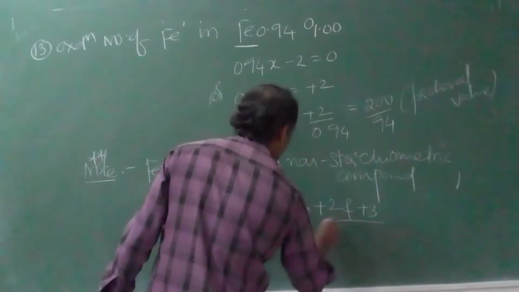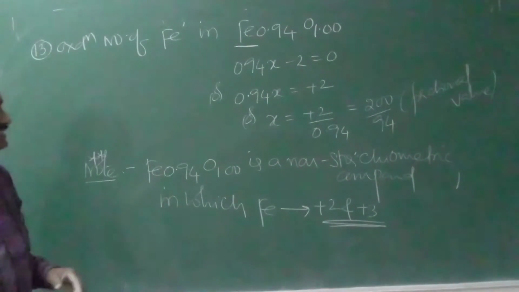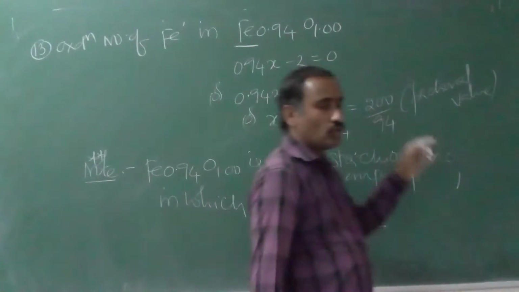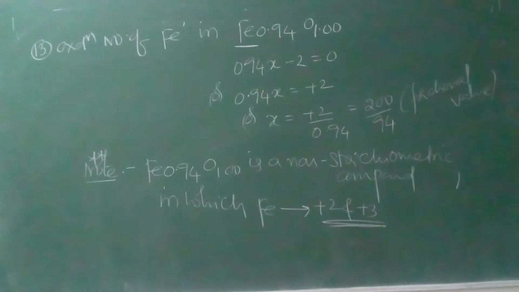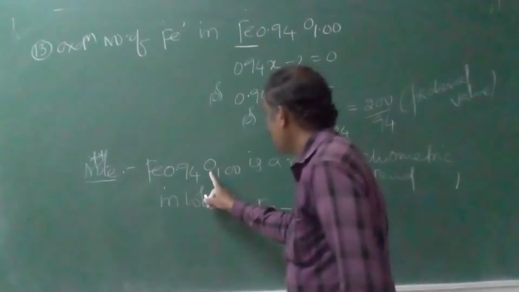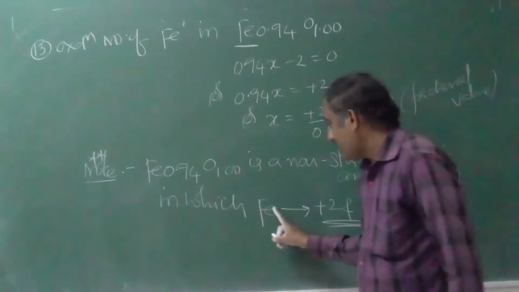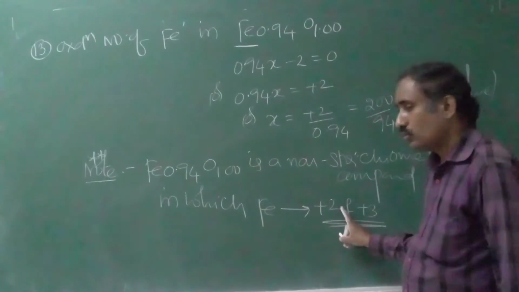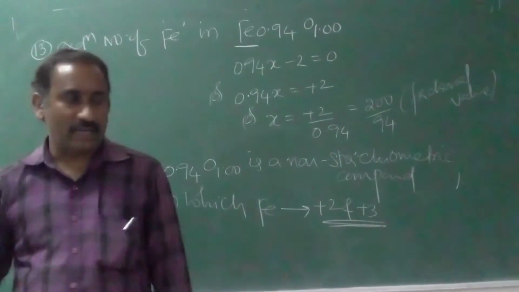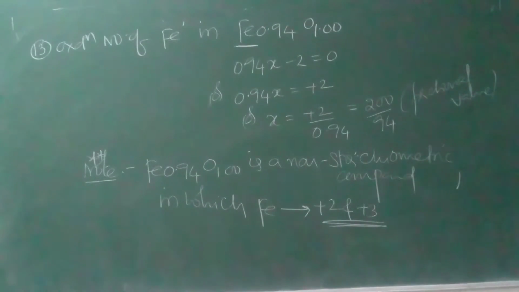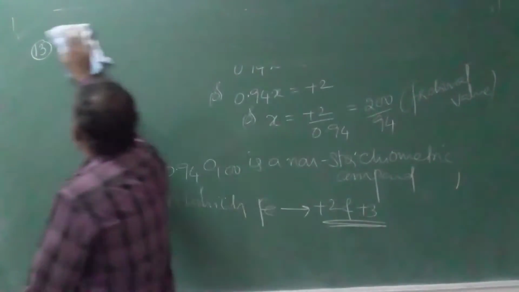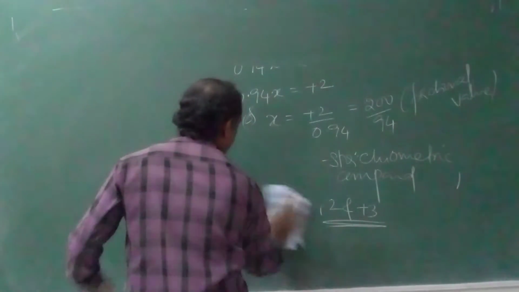S2 and S3 will come in second year, where we will discuss them clearly. Up to that, you should remember that in Fe0.94O, the iron oxidation state is 200 by 94. But actually, Fe0.94O is a non-stoichiometric compound, where iron has two types of oxidation state, +2 and +3. So this is about oxidizing agents and reducing agents. After that, one more small concept, anyhow not important.